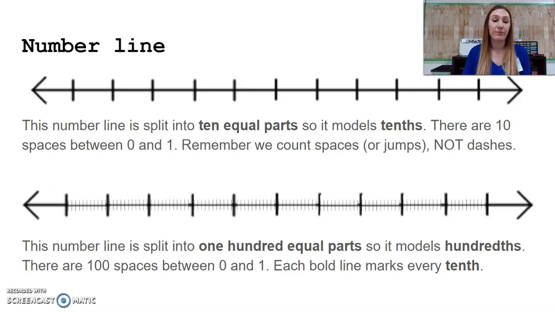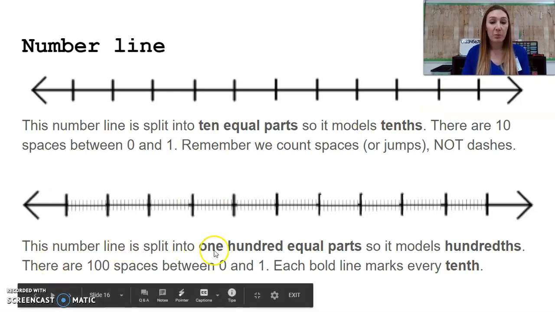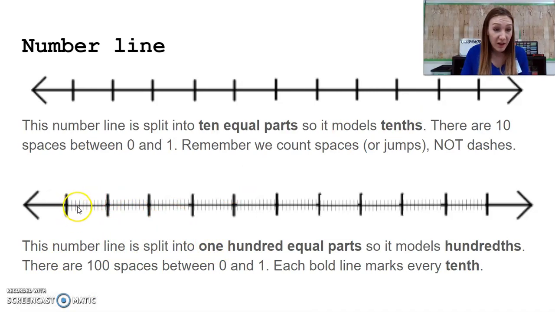This number line is split into 100 equal parts. See all these tiny little dash marks? These model hundredths. There are 100 spaces between 0 and 1. Each bold line marks every tenth. If you'll notice, just like our number line in tenths, those tenths line up with one another.